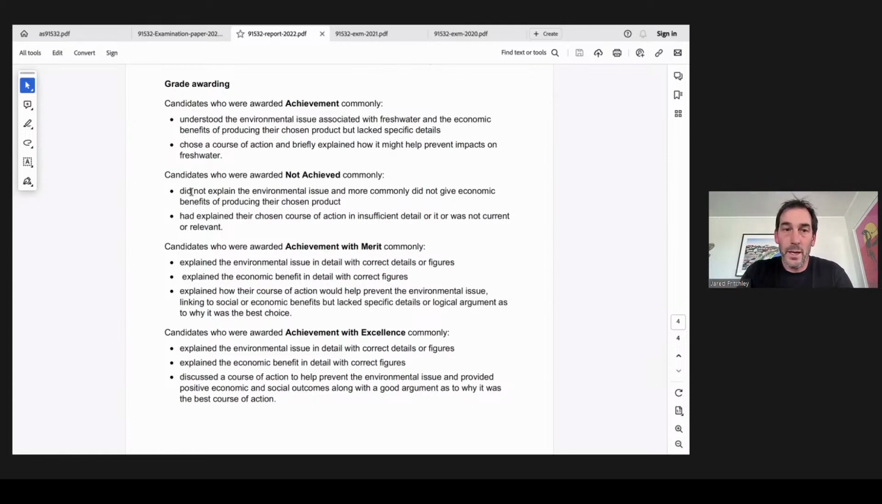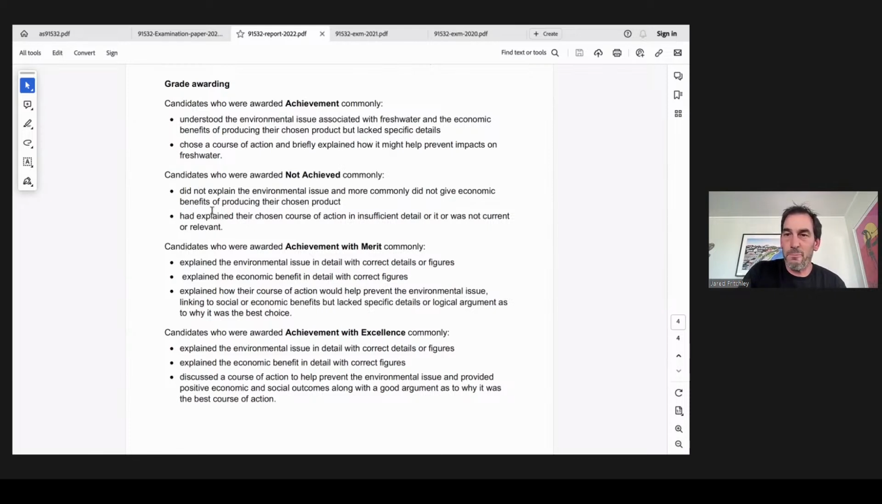That's my kid. So, did not explain the environmental issue. Obviously, if you got not achieved, it means you wouldn't have explained the greenhouse gases that have been produced or why we care that greenhouse gases have been produced. Their course of action is insufficient detail. So you haven't convinced the market that you understand how you are able to reduce your greenhouse gases. So this student really deserves not to pass.